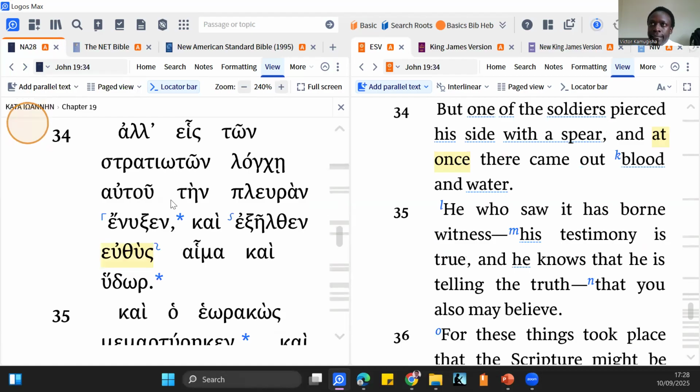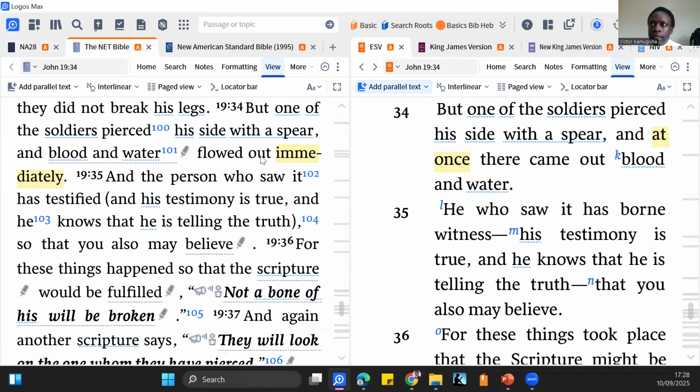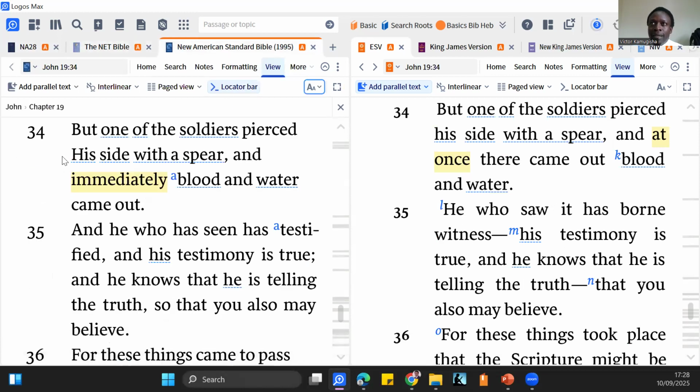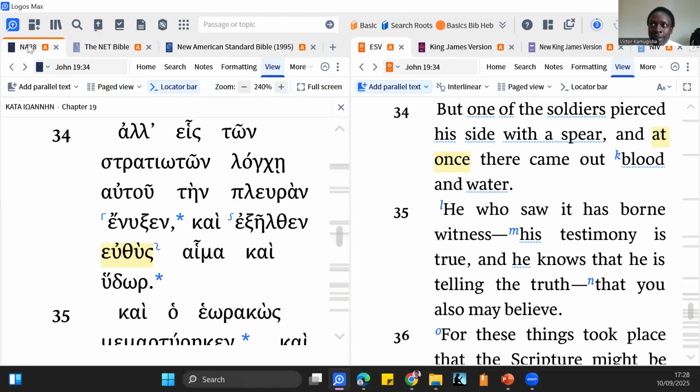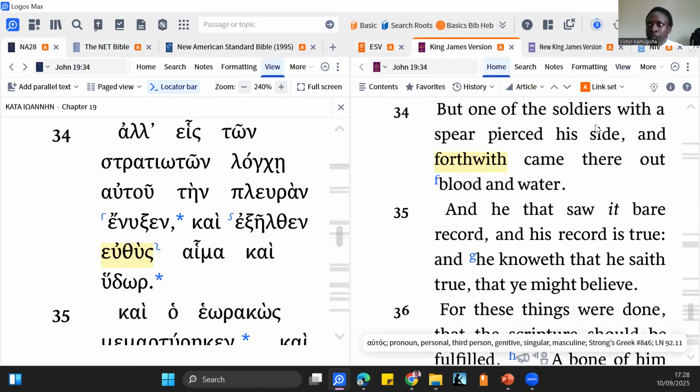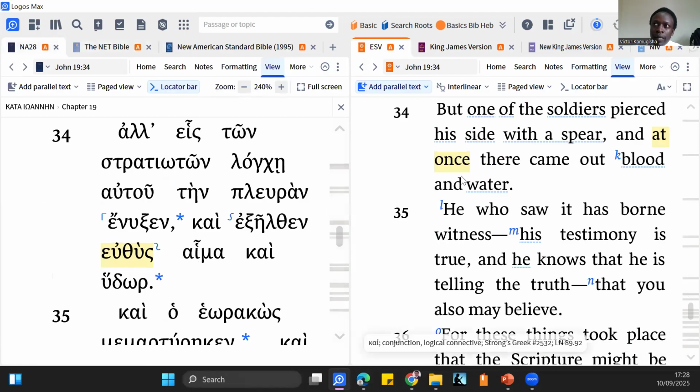letter. Then John 19, verse 34, the Net Bible says, but one of the soldiers pierced his side with a spear, and blood and water flowed out immediately. The New American Standard Bible says, but one of the soldiers pierced his side with a spear, and immediately blood came out. So I'm looking at the word immediately. The King James says, but one of the soldiers with a spear pierced his side, and forthwith came there out blood and water. Forthwith. So I'm looking at the word at once.